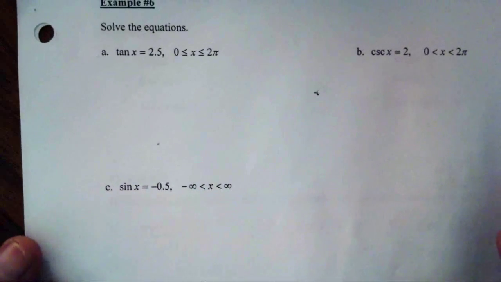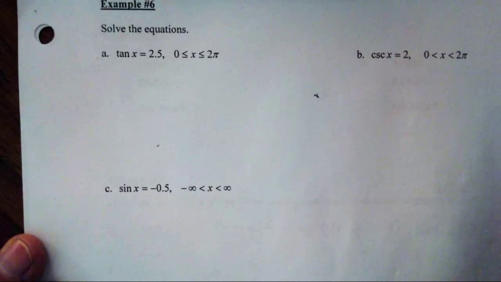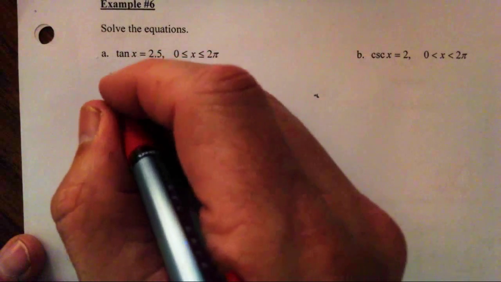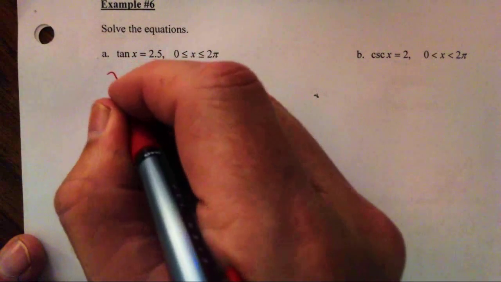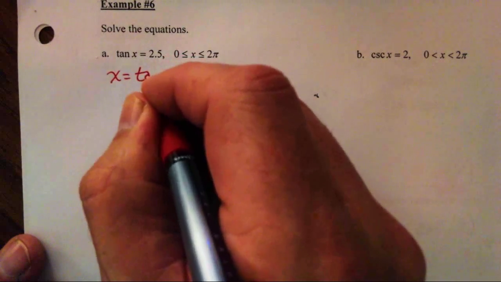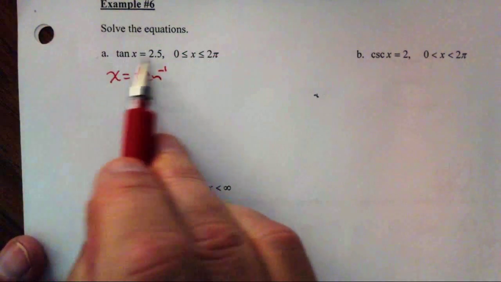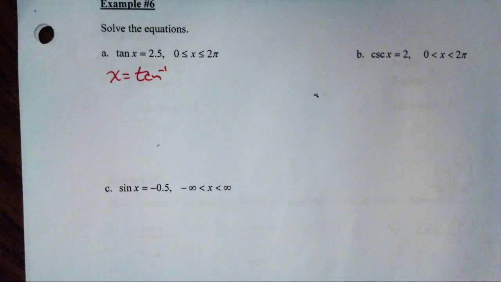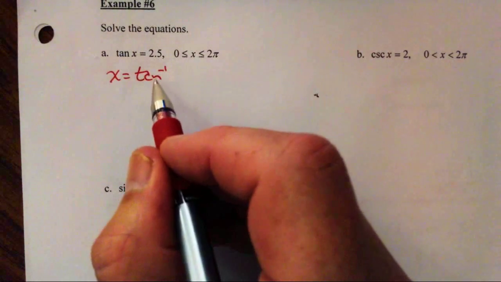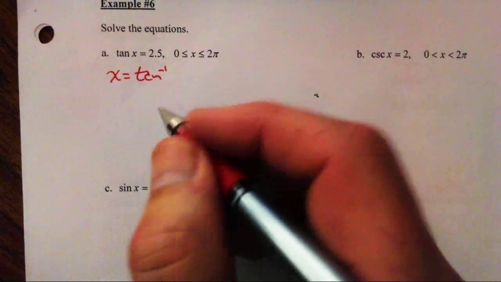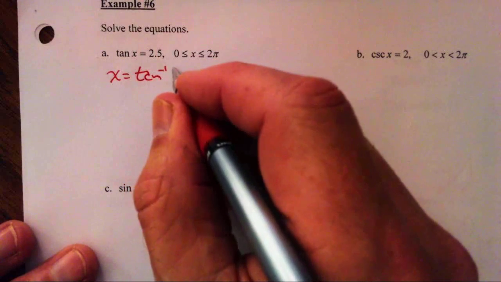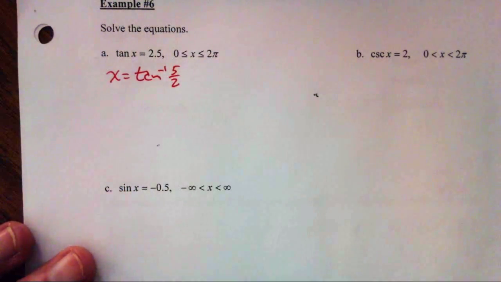Okay, let's move on to some things we should be pretty strong at, I believe. Tangent of x equals 2.5. I need to get x alone. Therefore, x equals tangent inverse. I inverse tangent both sides. I don't like 2/5 or 2.5 because what goes into inverse function should be a ratio. I could put 2.5 on 1, but I could also put 5 on 2.